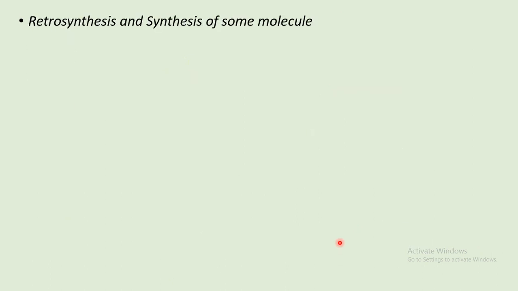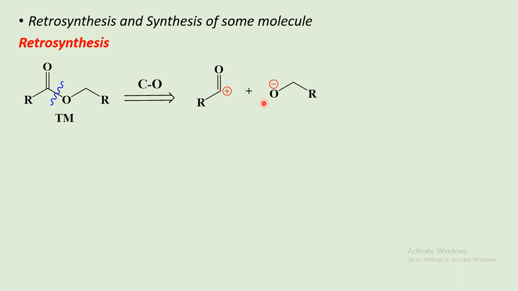Now the retrosynthesis and synthesis of a certain molecule is being taken up here to make you understand how retrosynthesis is done, and how its normal synthesis can be done. So we have taken again one example, that of an ester. We already said that when you break the bond in an ester, you should break it between the carbon of the carbonyl and the oxygen next to it, in this fashion, so that the carbonyl carbon gets a plus charge and the oxygen becomes a negatively charged species, an oxide ion.